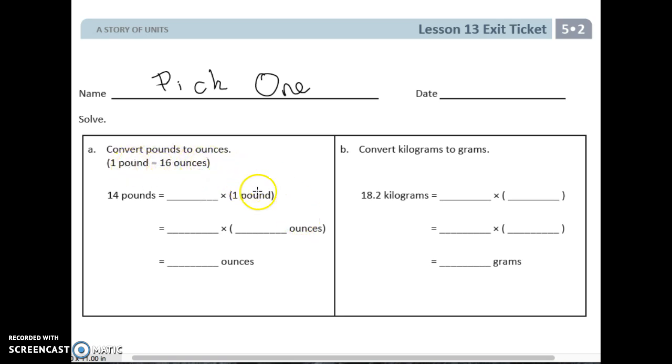So 1 pound is equal to how many ounces? It shows you right there. So you just plug that guy in. And then what are you doing? You're multiplying. This one's kilograms to grams. And you'll remember that 1 kilogram is equal to 1,000 grams.